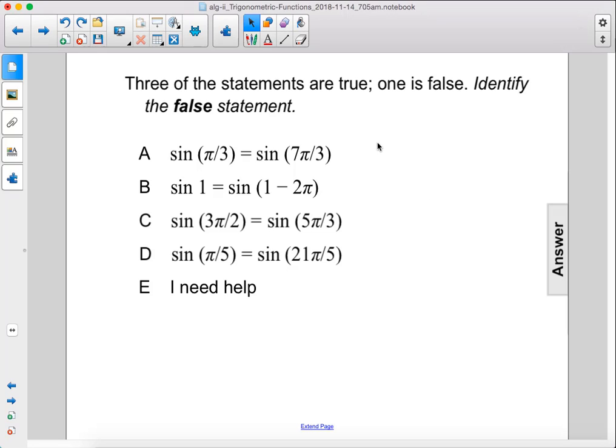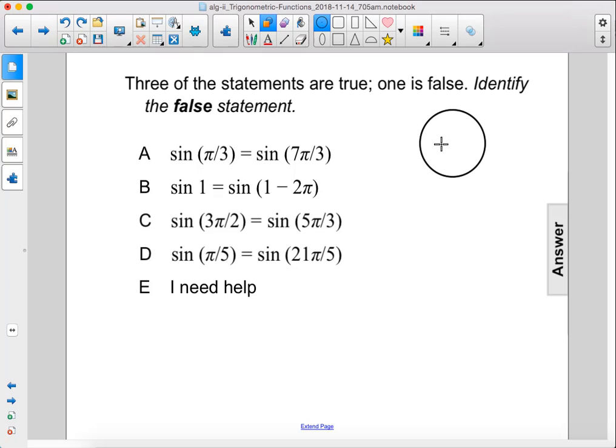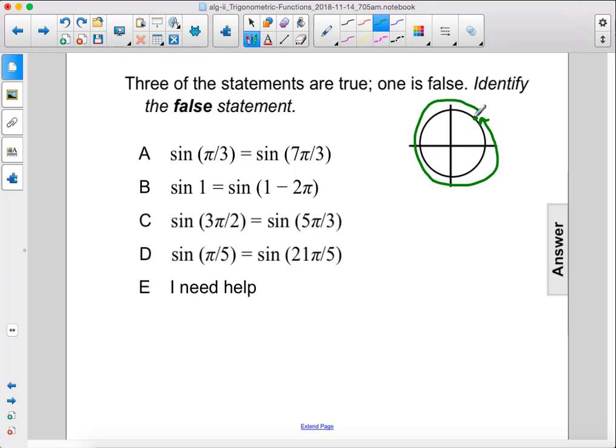3 of the statements are true, 1 is false. Identify the false statement. Something to keep in mind with these problems is if we have our unit circle, if you have a point, say right there, and then you add 2 pi, you're going to go all the way around the circle and end up exactly where you started.